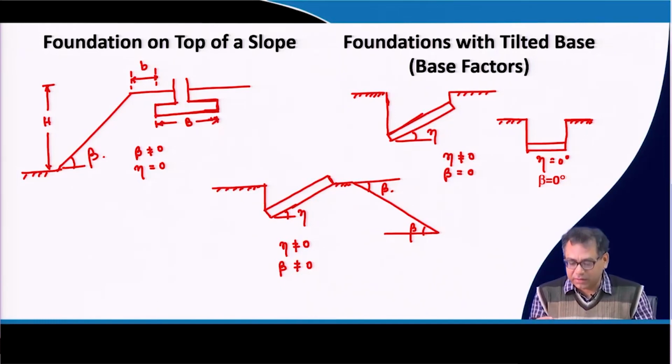I will solve a few of the cases, that means one where it is on the sloping ground, another where the base is tilted. You can put both effects at the same time, that is the 4th case, but I will solve problems on case 2 and case 3. Case 1 has already been discussed in previous lectures or example problems. The 4th one is the combination of second and third, so that you can incorporate.